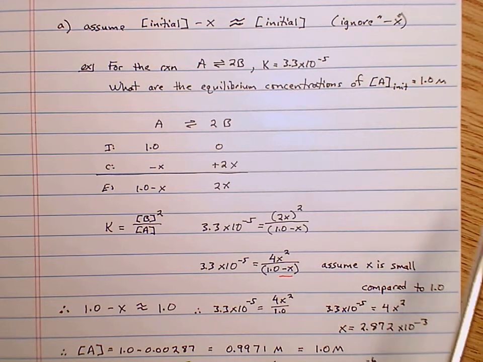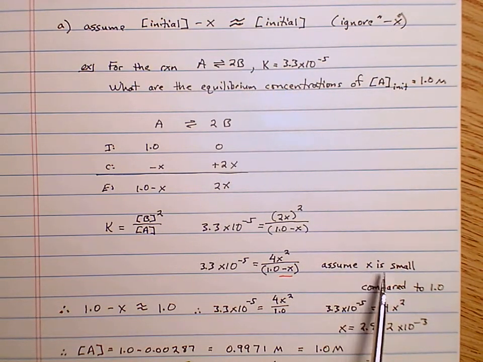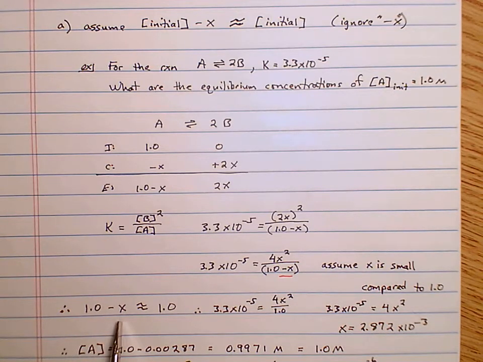But because we've met our conditions of K and initial concentration, let's assume that X is very small compared to 1.0. If X is very small compared to 1.0, then 1.0 minus a very, very small number is still essentially 1.0.